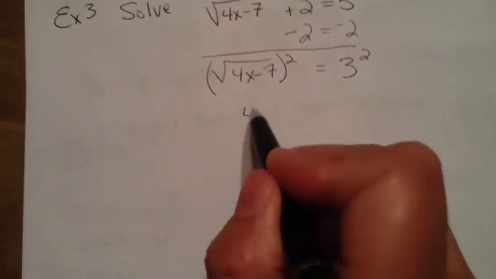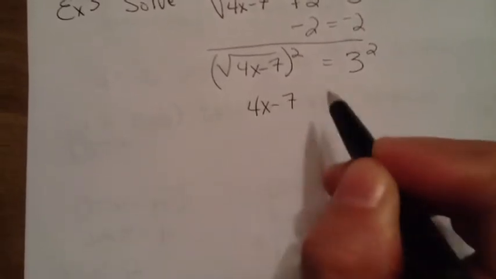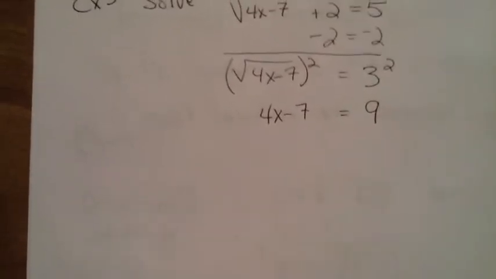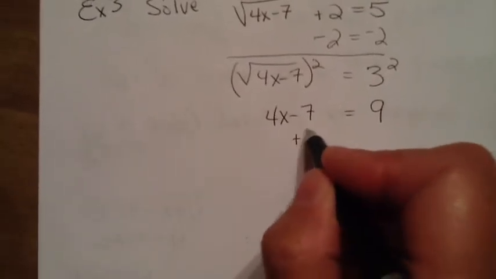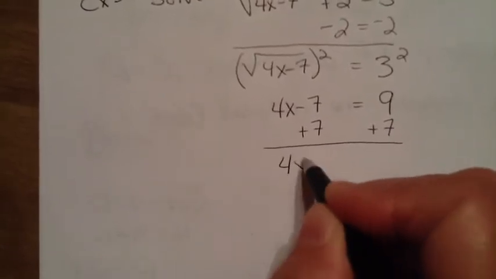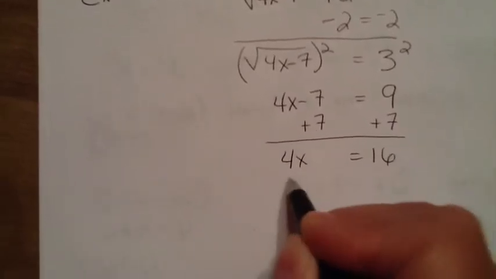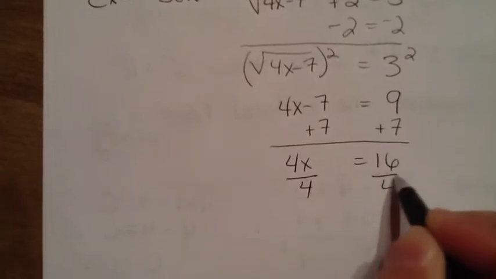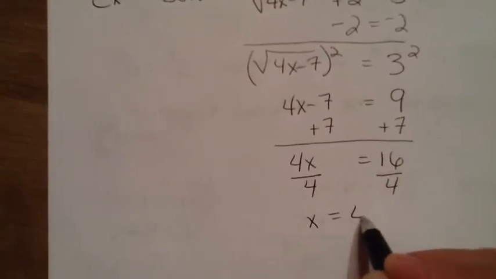Now when I do that, I get 4x minus 7 equals 9. So I add 7 to both sides. 4x equals 16. I divide by 4, and x equals 4.